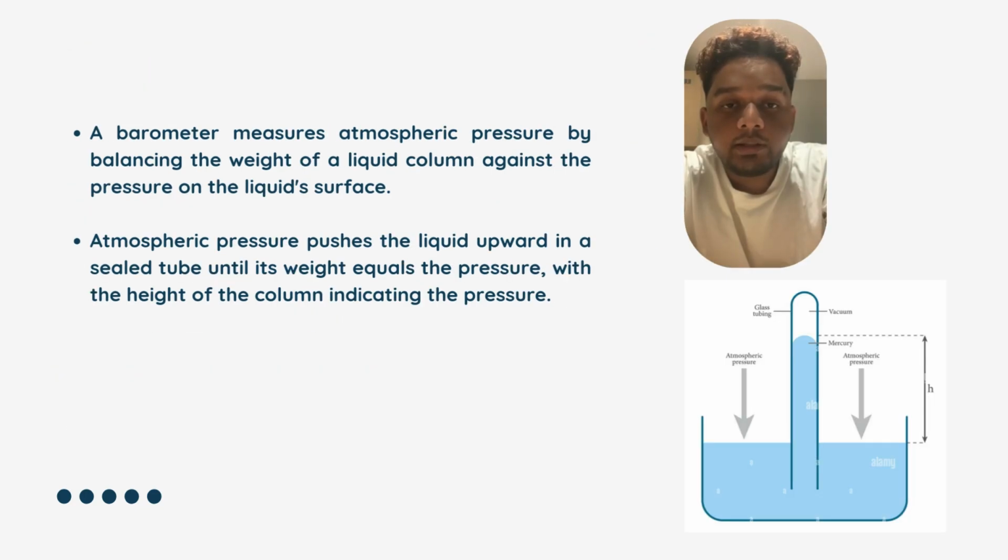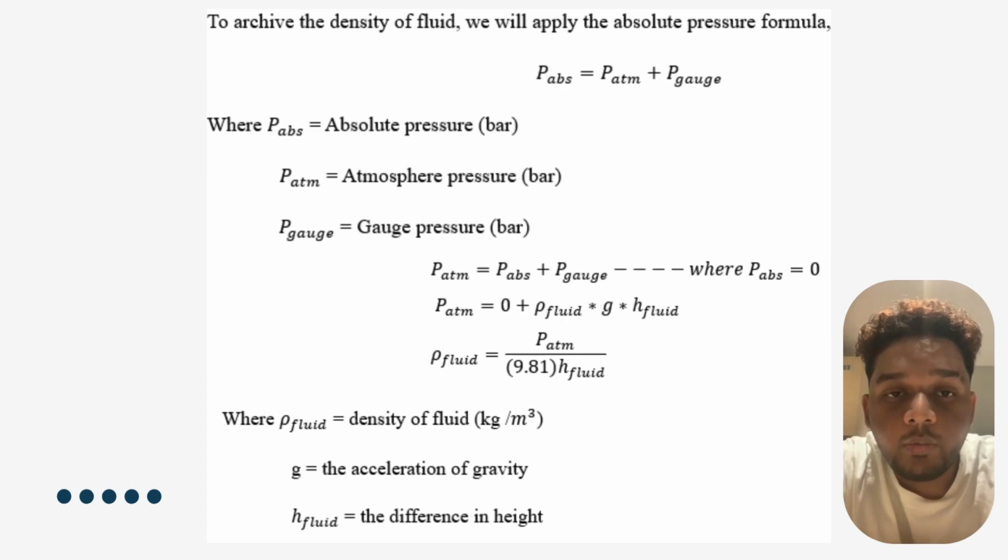A barometer measures the atmospheric pressure by balancing the weight of a liquid column against the pressure of the liquid surface. The atmospheric pressure pushes the liquid upward in a sealed tube until its weight equals the pressure, with the height of the column indicating the pressure. Now, we would like to talk about how to achieve the fluid density. We will apply the absolute pressure formula, which is stated there.